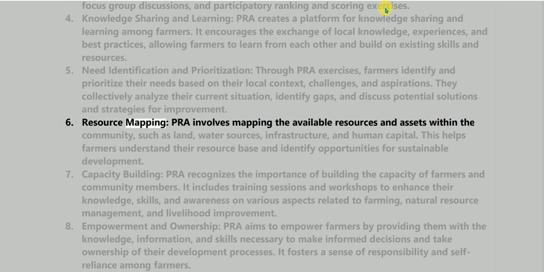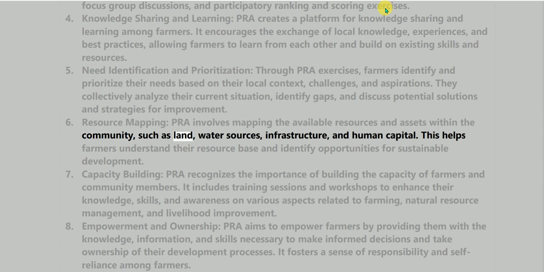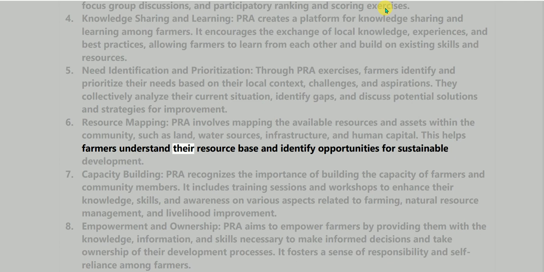6. Resource mapping. PRA involves mapping the available resources and assets within the community, such as land, water sources, infrastructure, and human capital. This helps farmers understand their resource base and identify opportunities for sustainable development.